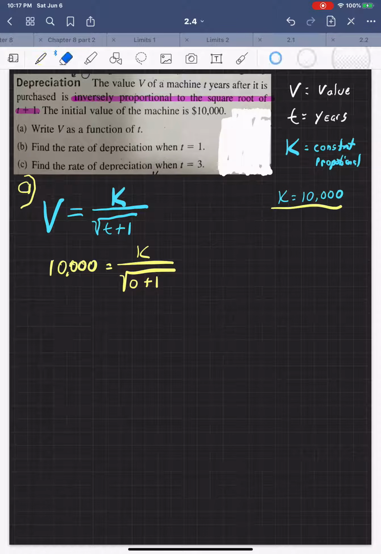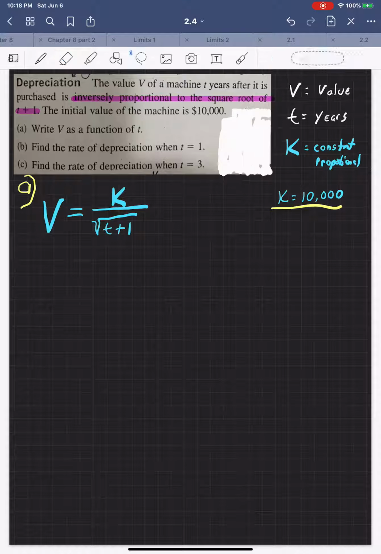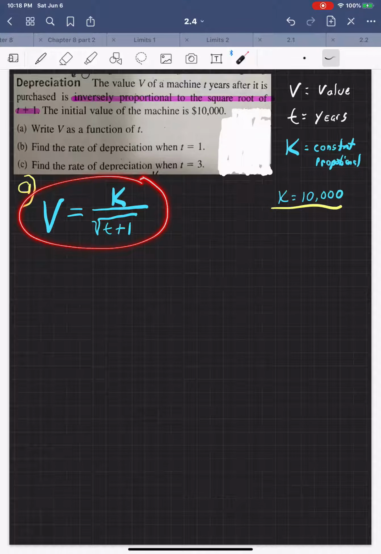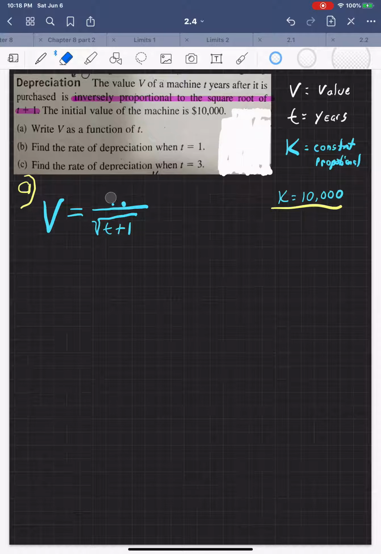Okay. So assuming that this modeled your vehicle purchase, what would this do for you? So let me go ahead and plug 10,000 in for K.